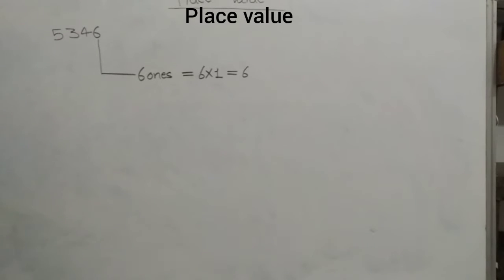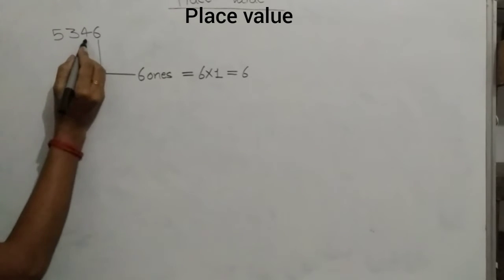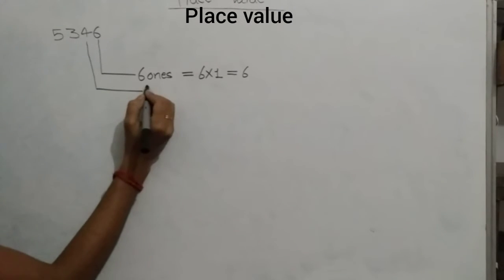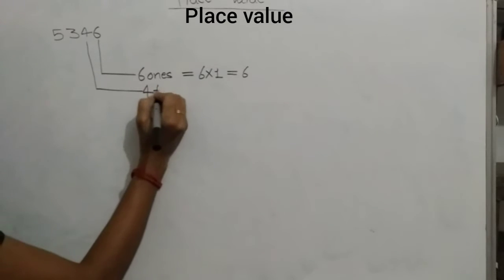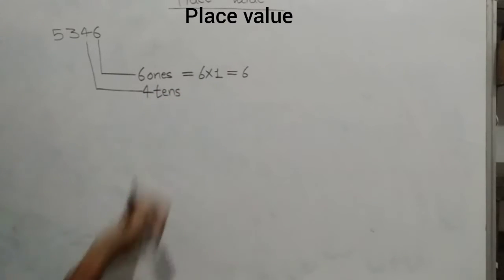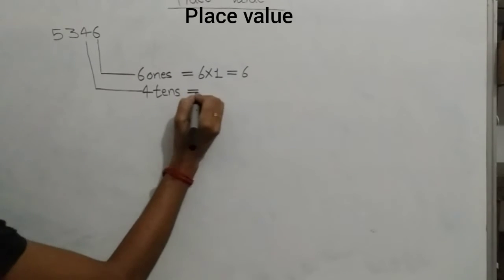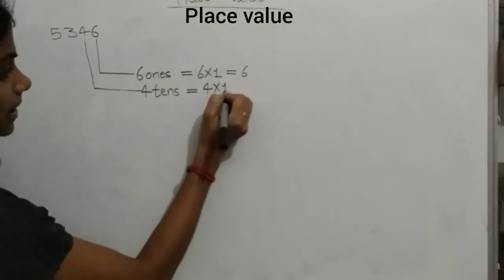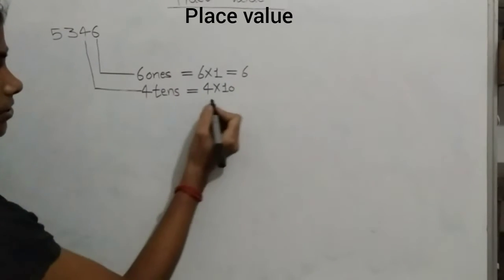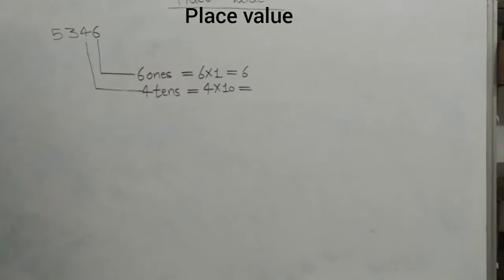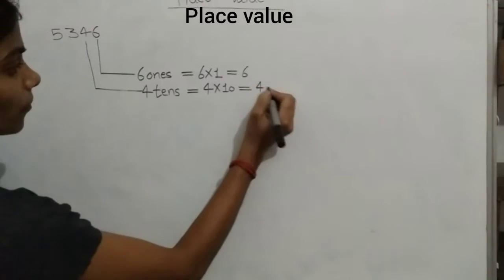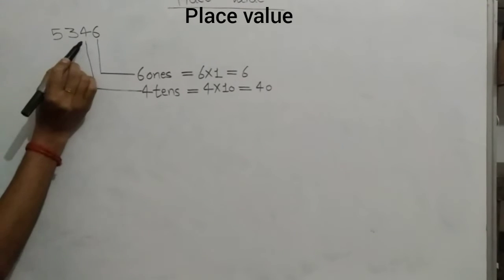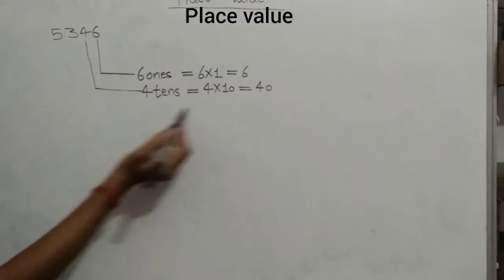Okay, and the next digit is 4 and 4 is at tens place. So we will write 4 tens and it can be written as, हम इसे कैसे लिख सकते हैं? 4 multiplied by tens. 1 है तो 1, 10 है तो 10 and this is equal to 40. Means the place value of the digit 4 in this number is 40.